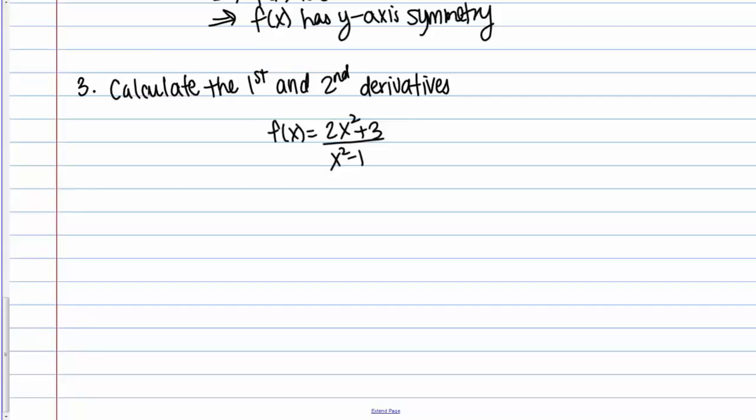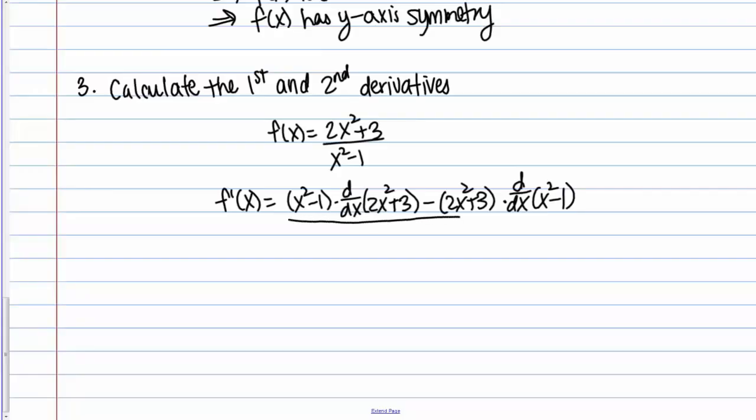All right, so here's our function. And in this case, to take the derivative, we're going to have to use the quotient rule, right? Because this is a rational function. So let's just go ahead and get started on that. I'm going to start with the first derivative, of course. So quotient rule says bottom times the derivative of the top minus the top times the derivative of the bottom all over the bottom squared.